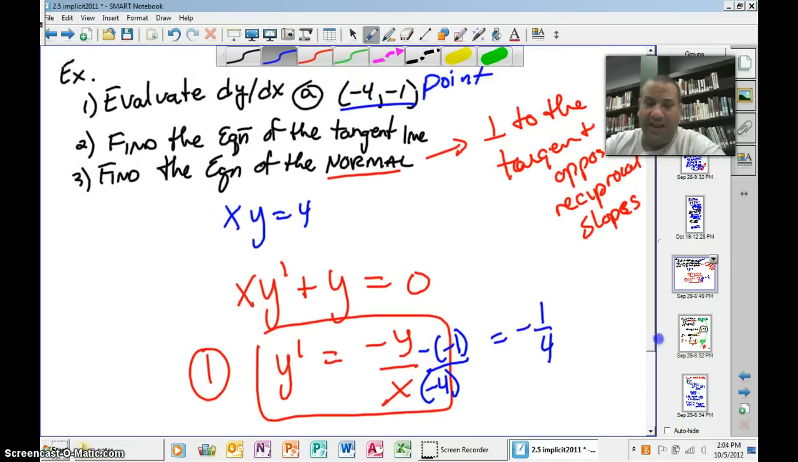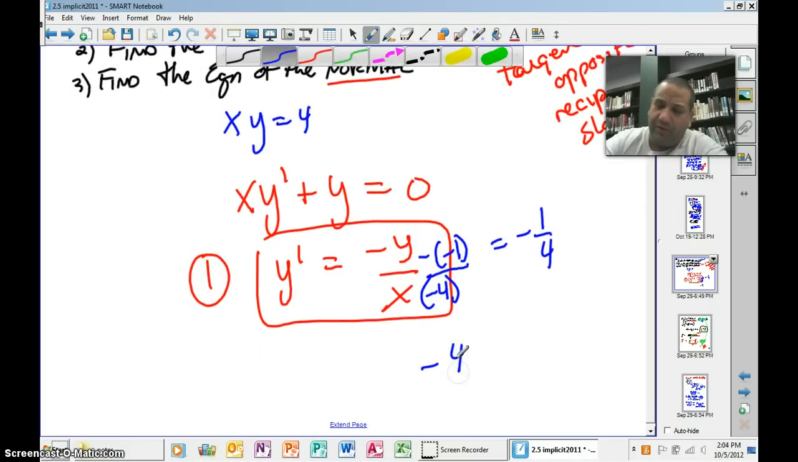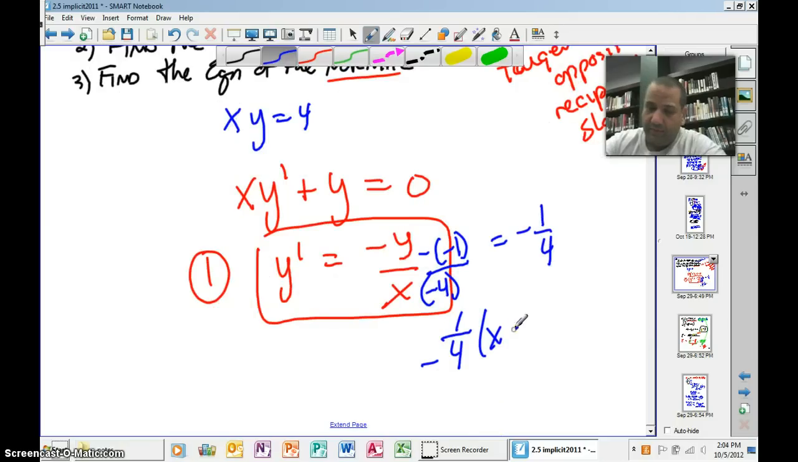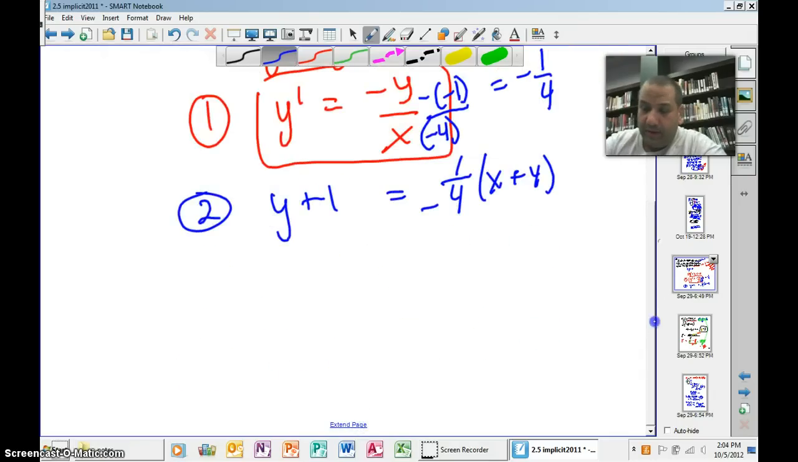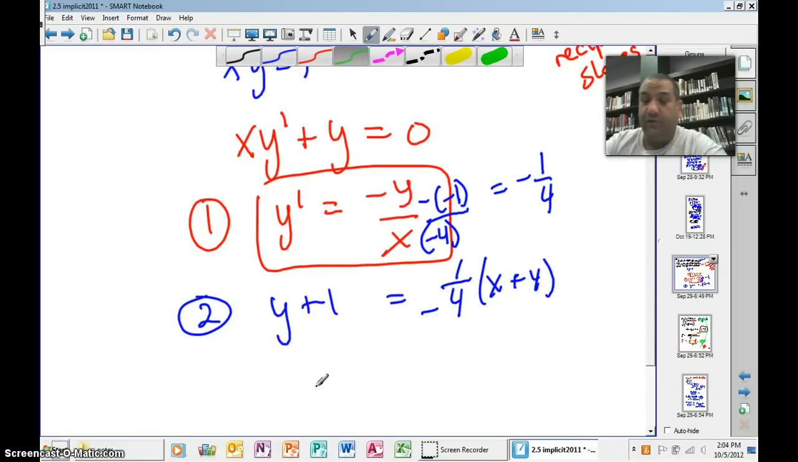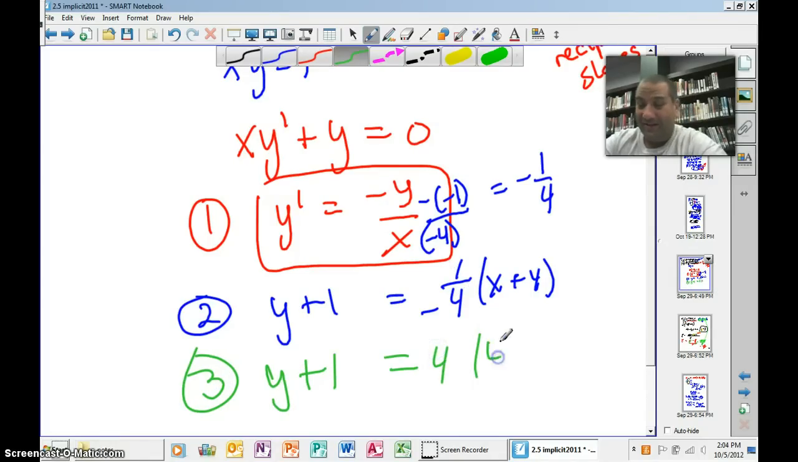Equation of tangent line, we got that. Negative 1/4 times x minus the x value. What was the x value? And y minus the y value, and y looks like negative 1, so it's y plus 1. That's number 2, equation of tangent line. Equation of normal line. So the equation of the normal line would be y plus 1, and opposite reciprocal slopes. There's the opposite reciprocal slope.